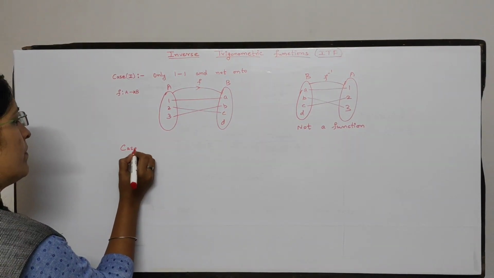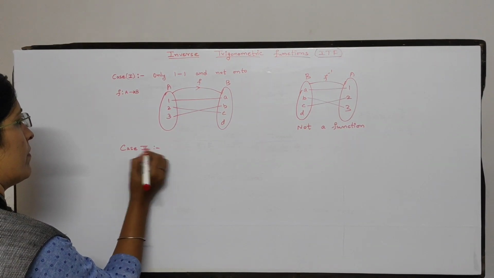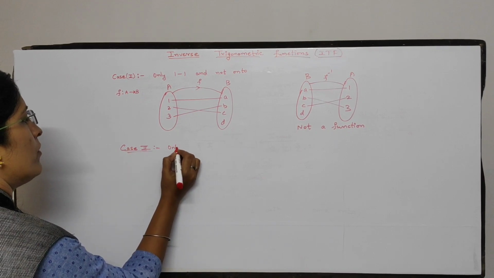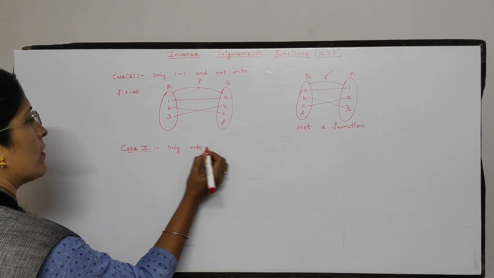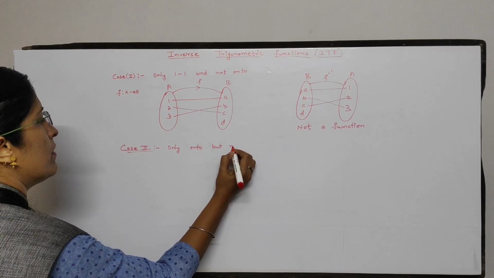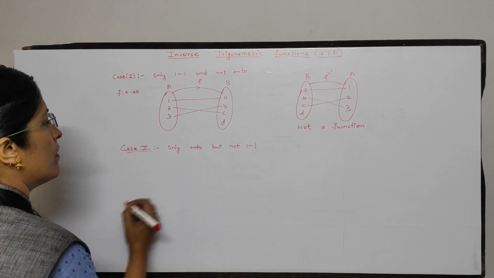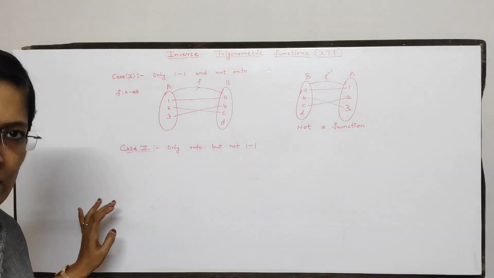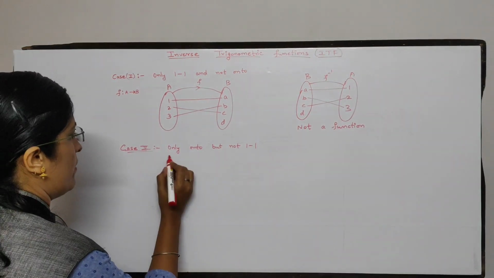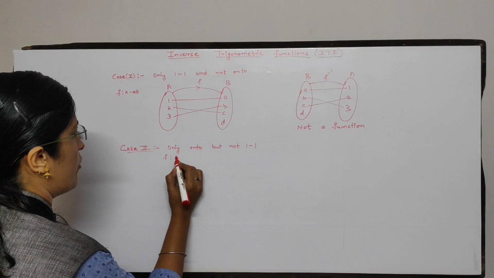Second case: only onto but not 1-1. Only onto but not 1-1. So our function is F from A to B.